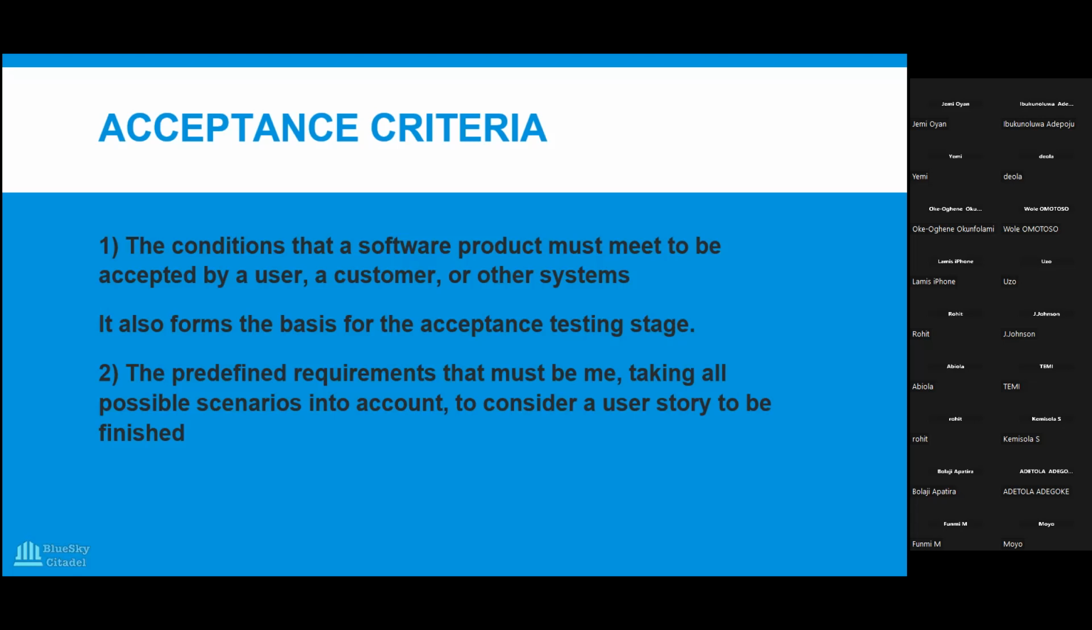You have a list of conditions, okay? And when you have been able to successfully tick all those conditions, then it can be said that the user story is completed. Do we understand that now?